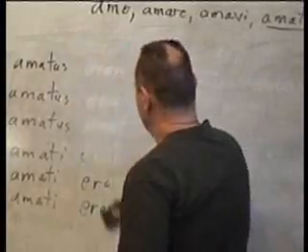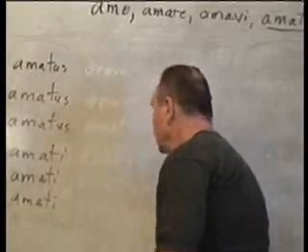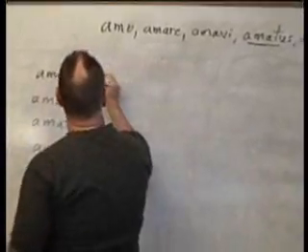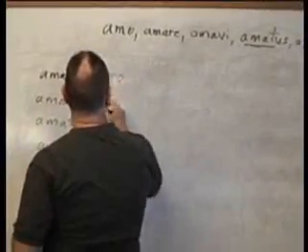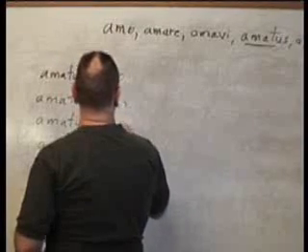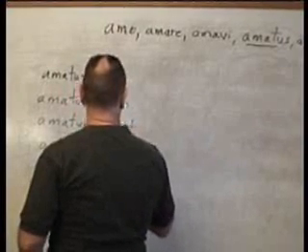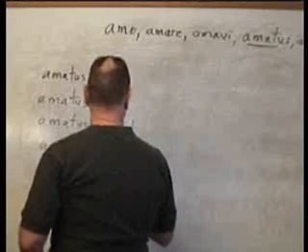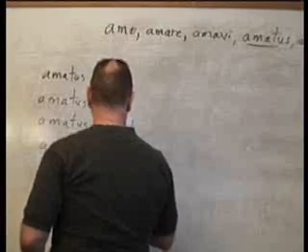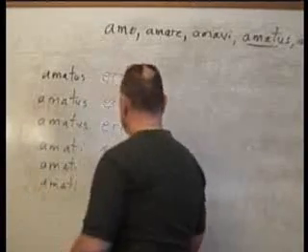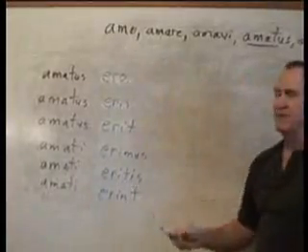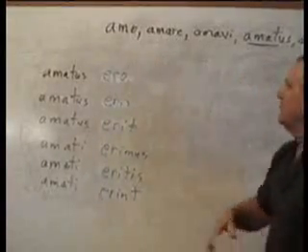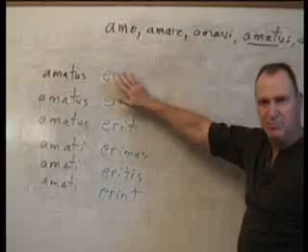Future perfect, same logic. We're going to take the future of the verb to be with one little quirk at the end here. Ero, eris, erit, erimus, eritis, and we're going to put erunt in here rather than errant so it doesn't get mixed up with the perfect passive. Here's your future perfect passive.